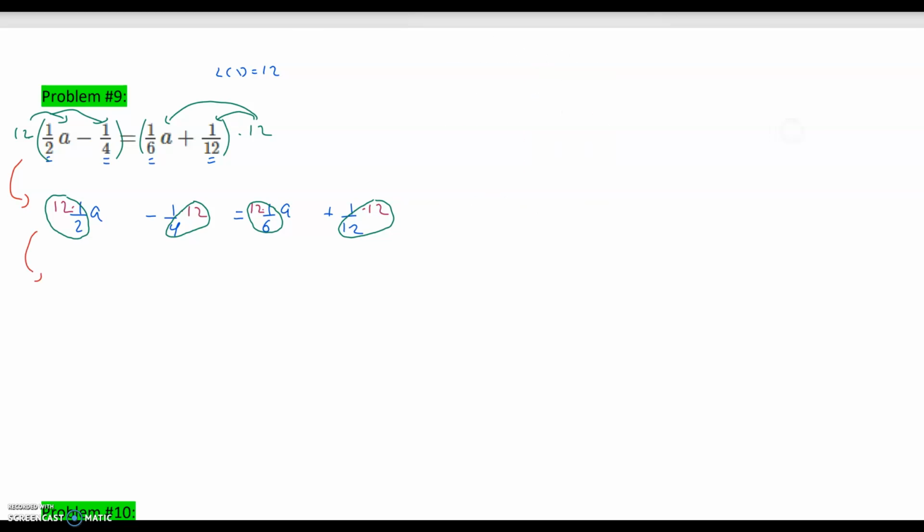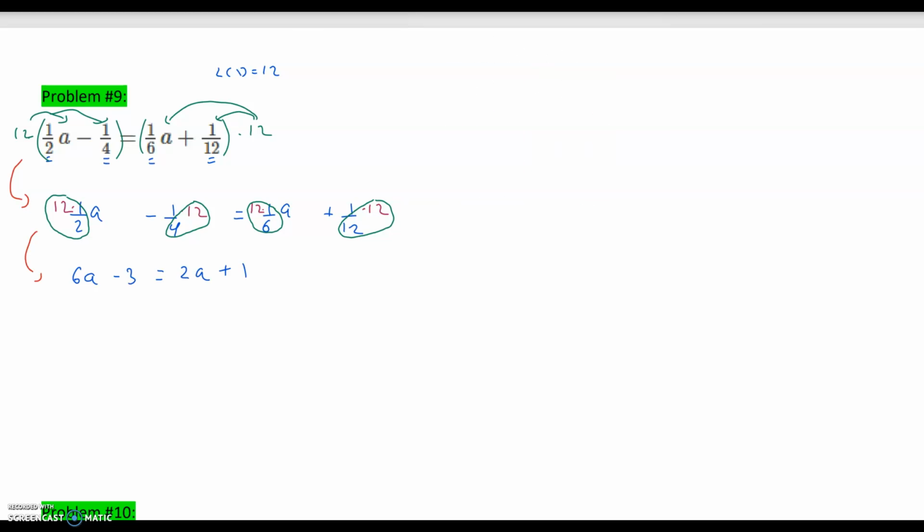For the first value, 12 divided by 2 is equal to 6, or 6a. 12 divided by 4 is equal to 3, so we would be left with minus 3. 12 divided by 6 is equal to 2, so this will be 2a. And 12 divided by 12 is 1, so you would end up with plus 1. Notice that after the multiplication by the LCD, all your fractions cancel. It's what I have here in green, and you're now left with integer values.